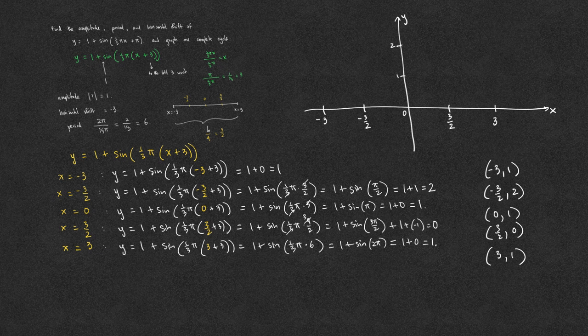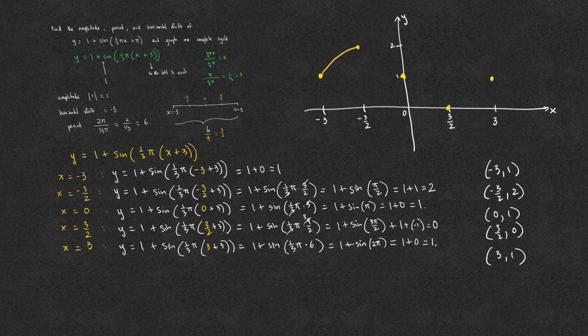And so the first point is at (-3, 1). The second point is (-3/2, 2). The third point is (0, 1). The fourth point is (3/2, 0). And the last point is (3, 1). We then connect these 5 points to form the graph of the given function.